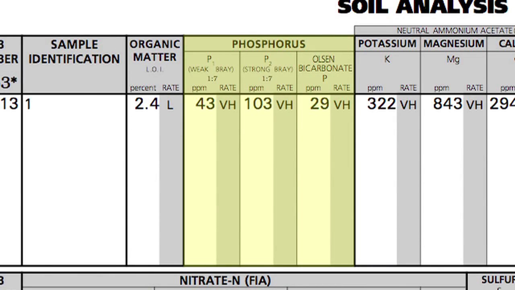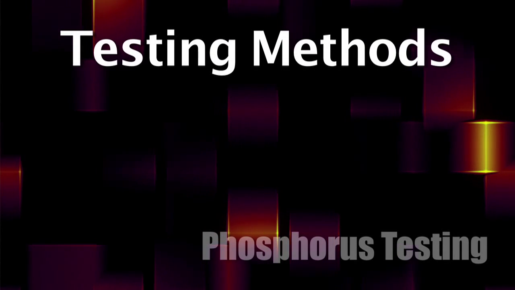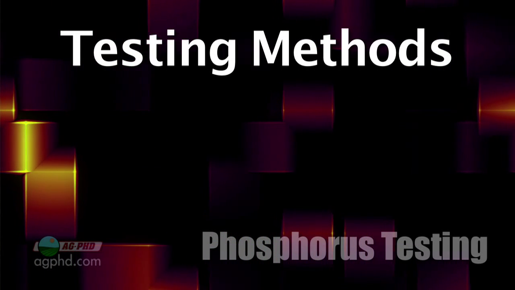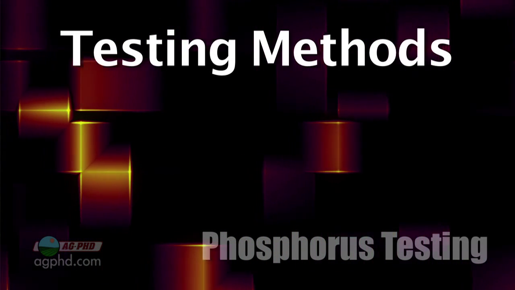Here over the last few weeks on Ag PhD, we've been talking about exactly how you can read a soil test yourself. It's really not that difficult. Today we're going to focus on phosphorus. Phosphorus can be a little bit tricky because on many soil tests you're going to see different tests for phosphorus. Okay, so here's what we can tell you.